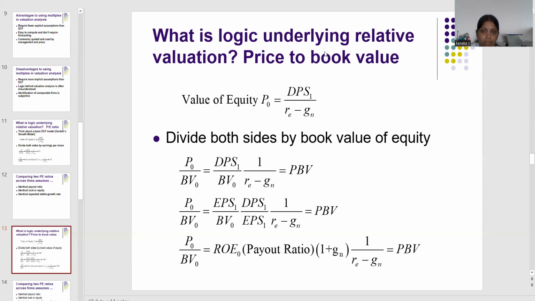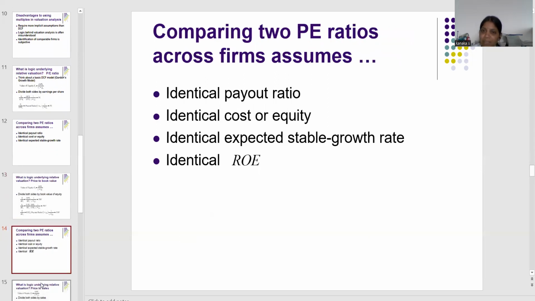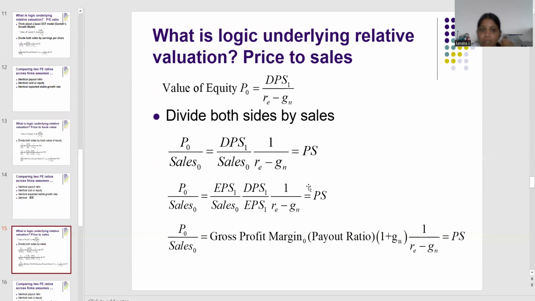What is the logic underlying relative valuation for price to book value? Value of equity P0 equals DPS1 divided by (re minus gn). Divide both sides by the book value of the equity. Comparing PBV ratios across firms assumes an identical payout ratio, identical cost of equity, identical expected stable growth rate, identical ROE. Next, what is the logic underlying relative valuation for price to sales?